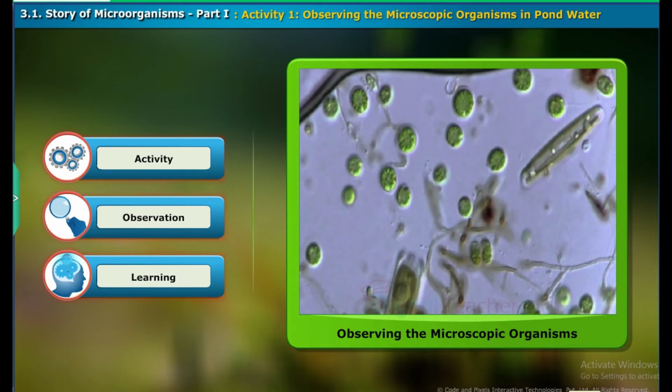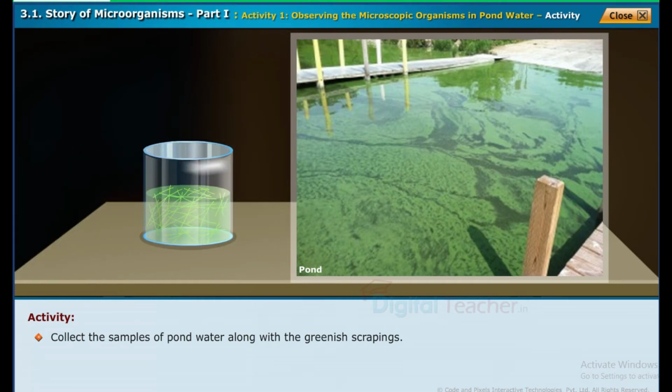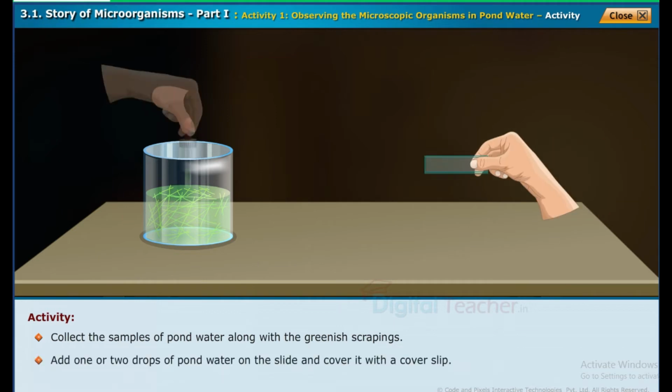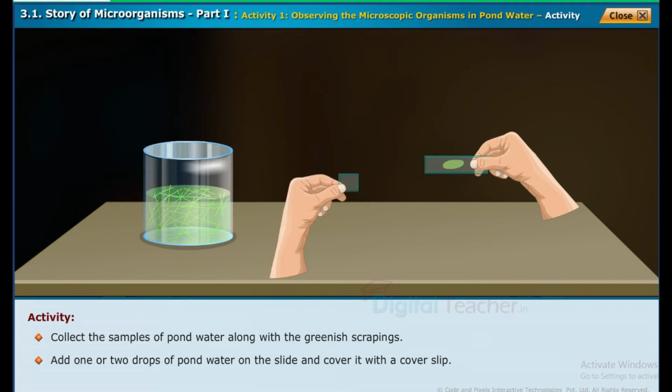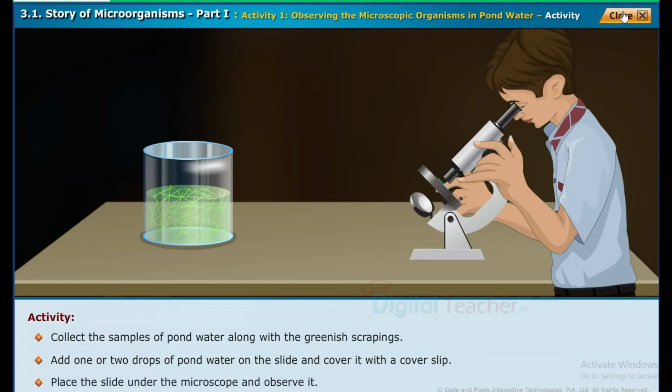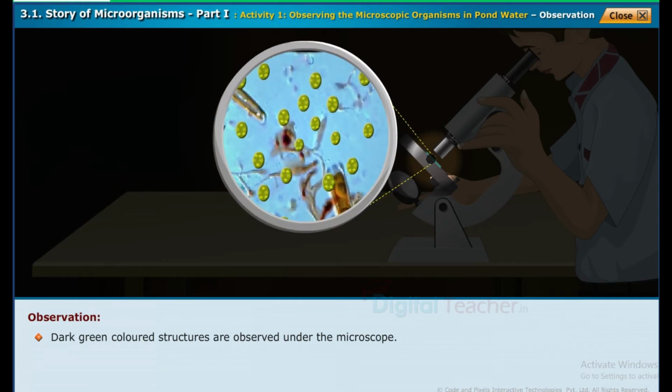Let us observe the microscopic organisms present in the pond water by performing an activity. Collect the samples of pond water along with the greenish scrapings. Add 1 or 2 drops of pond water on the slide and cover it with a cover slip. Place the slide under the microscope and observe it. Dark green colored structures are observed under the microscope.